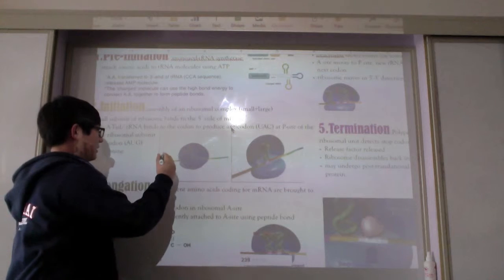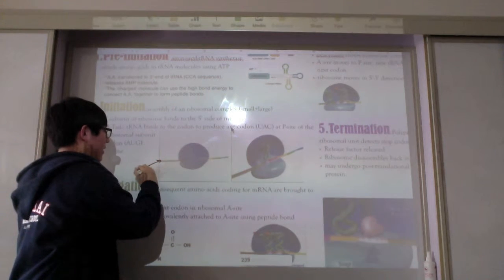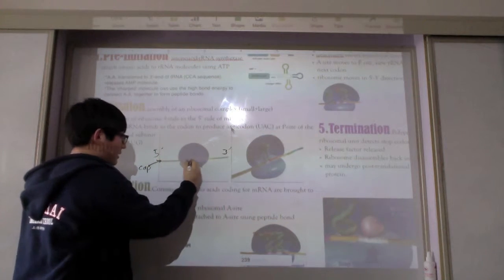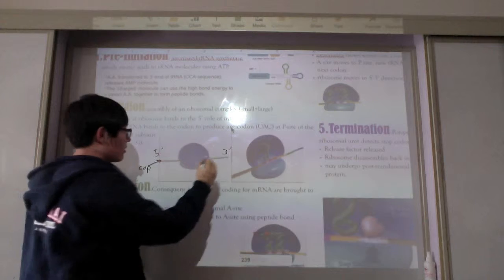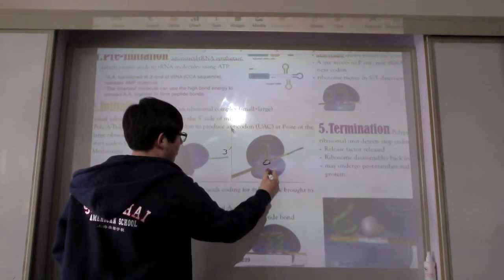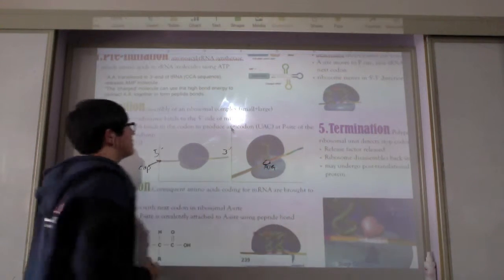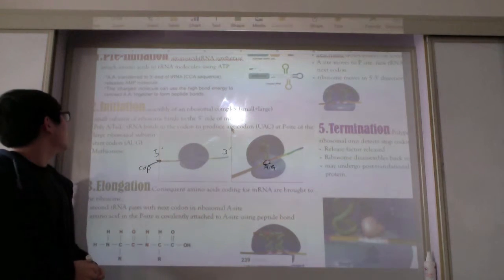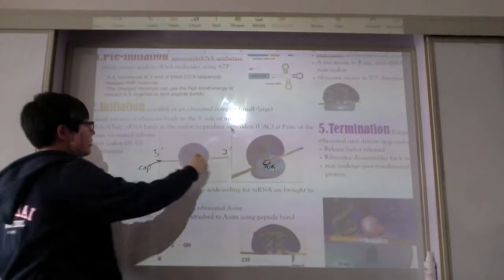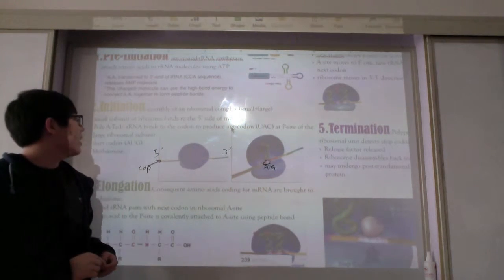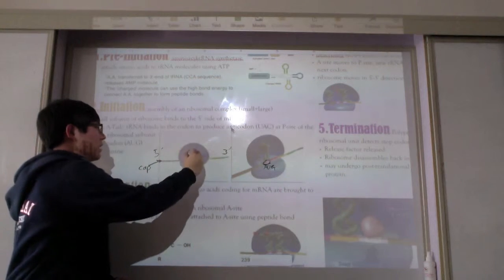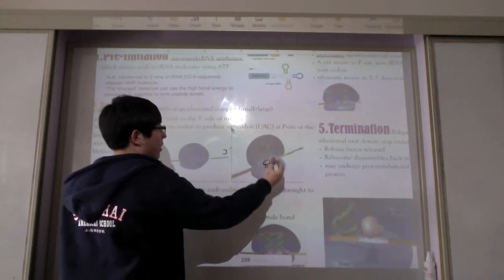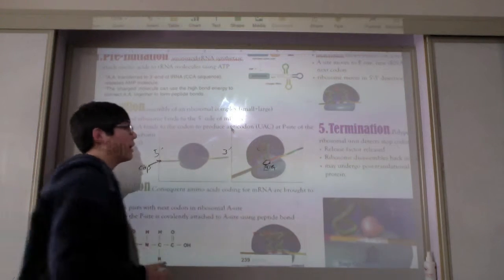So let's say this is the cap, and this is 5', 3', and you can't see it very clearly on this one. This is the start codon, AUG, and this is where the translation initiates. And also there is a large subunit of the ribosome, and this is where the tRNA binds. And the amino acid that associates with the AUG start codon is called methionine.